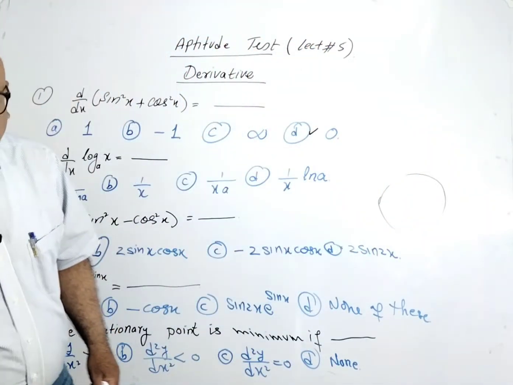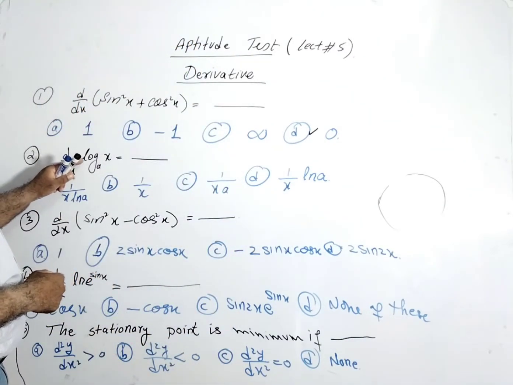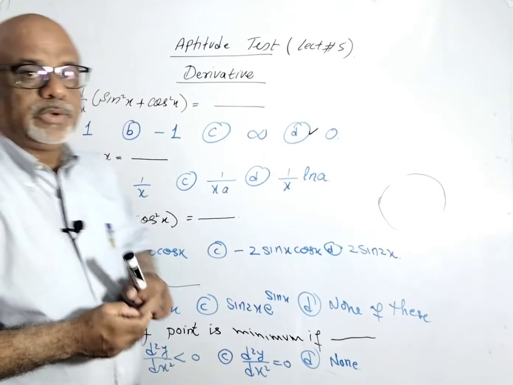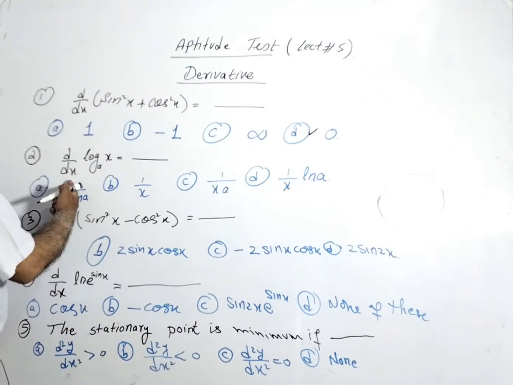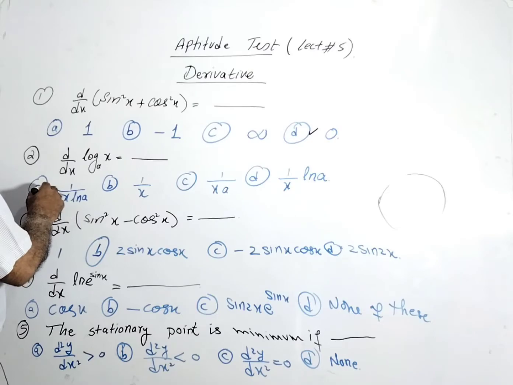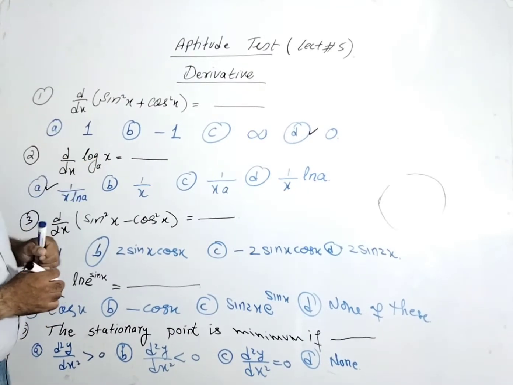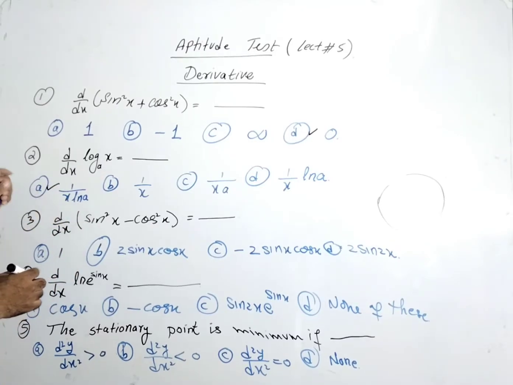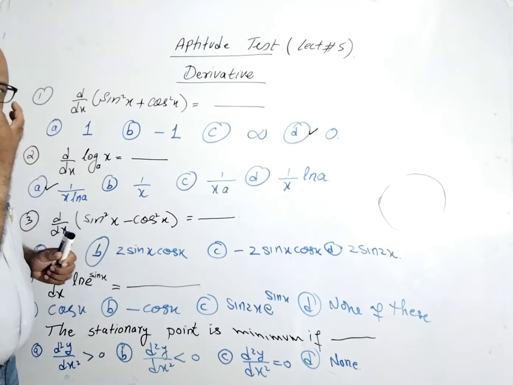Now come to the second MCQ here, that is the derivative of log x at the base a. We have the formula of the derivative here, that is 1 over x ln a. This is the formula of the derivative of log x at the base a. It is 1 over x ln a. This is the correct option A of the second MCQ.